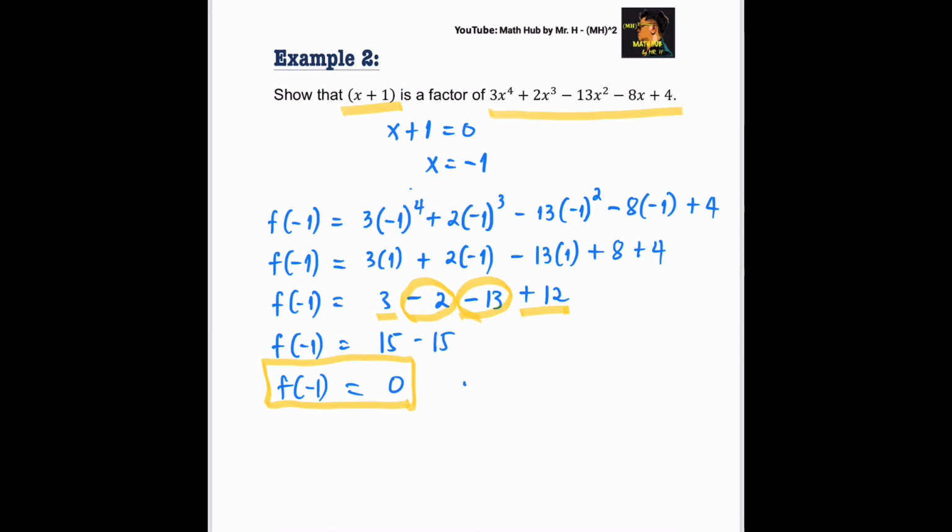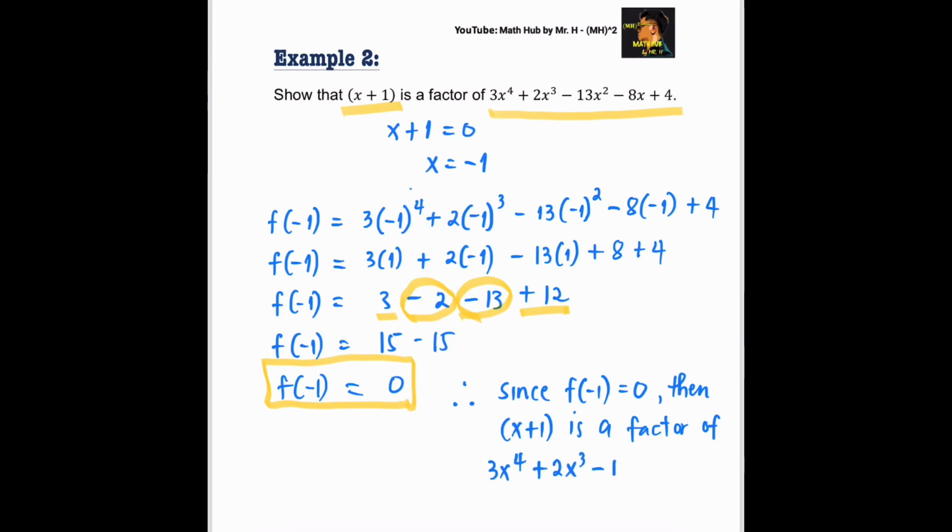So we can say that since f of negative 1 equals 0, then x plus 1 is a factor of 3x to the power of 4 plus 2x cubed minus 13x squared minus 8x plus 4. There you go.